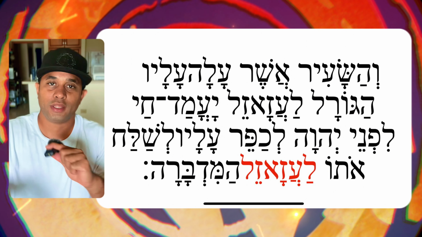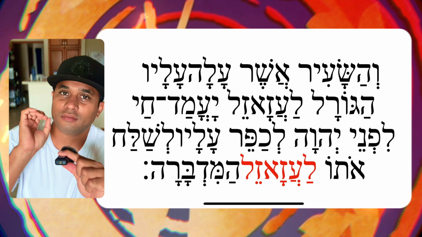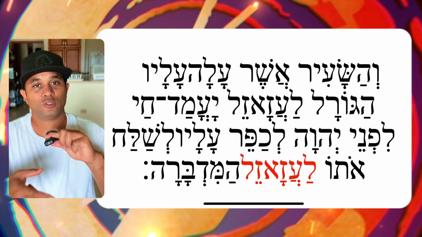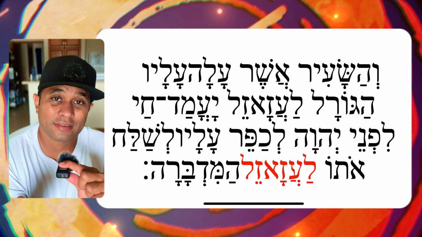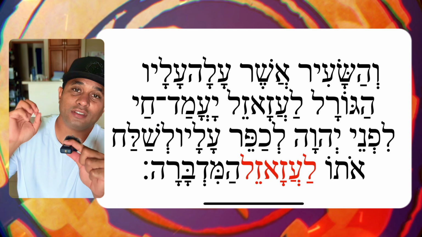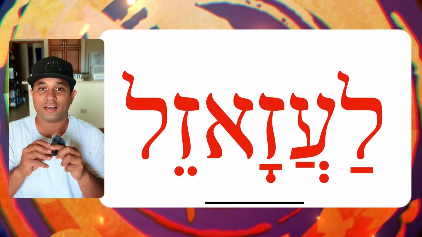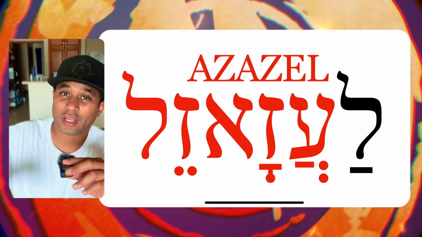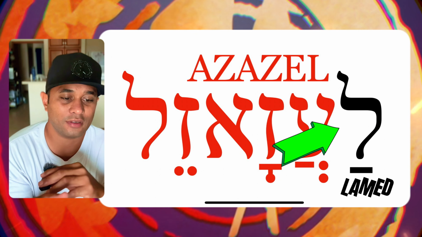We know that Azazel is a representation of Satan, or Azazel is Satan. Okay? So the Hebrew word here in this verse, Leviticus 16 verse 10, is not scapegoat. It was written as La Azazel. Now, the main word here is Azazel. This word is prefixed by the letter, or the character, Lamed.